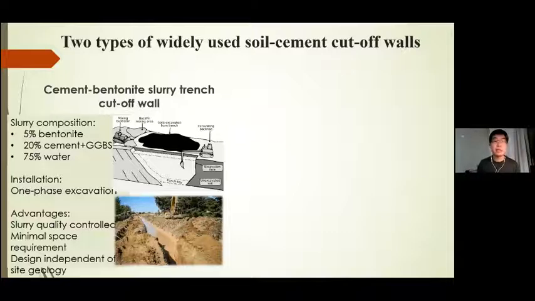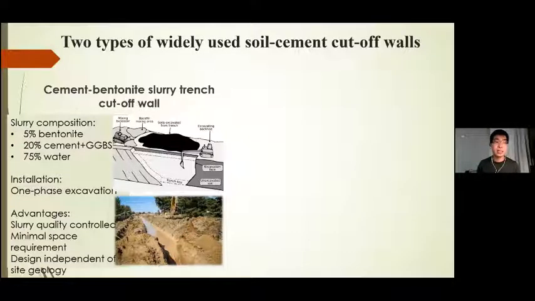And then you dig a trench around the contaminated site you want to keep contained. And then you pour the cement bentonite slurry into the trench, and maybe after a few days or weeks, the cement bentonite slurry can self-harden, and you get an in-ground barrier.